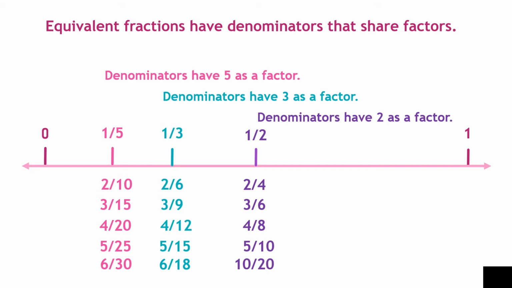2/4, 3/6, 4/8, 5/10, goodness, even 10/20. If we divided a unit into 20 equal parts and we had 10 of them, we would have 1/2 of the unit. And notice the denominators of all these equivalent fractions. They have 2 as a factor.